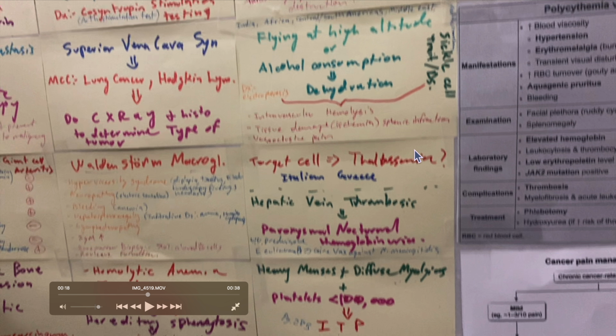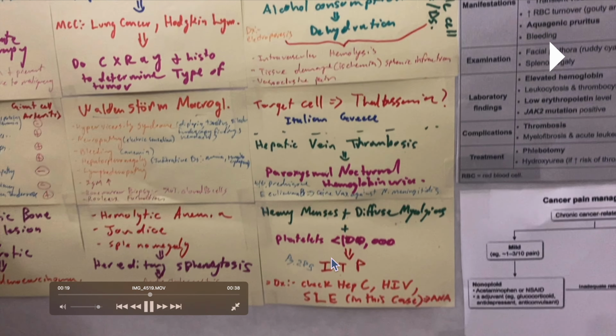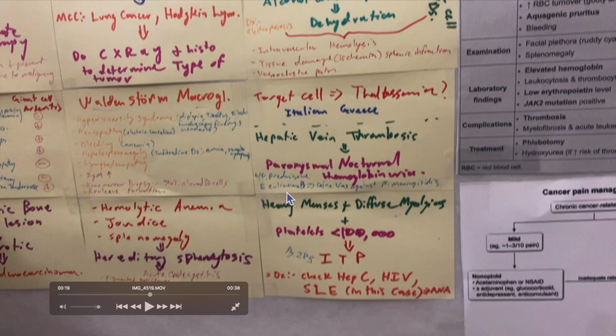Target cell. Think thalassemia. And the history will have the patient be Italian or from Greece. Another note is hepatic vein thrombosis, paroxysmal nocturnal hemoglobinuria. Okay. Treatment here is prednisone, E. coli. What is this?